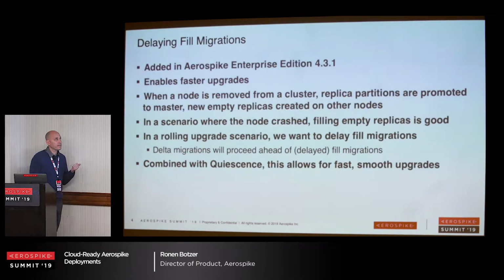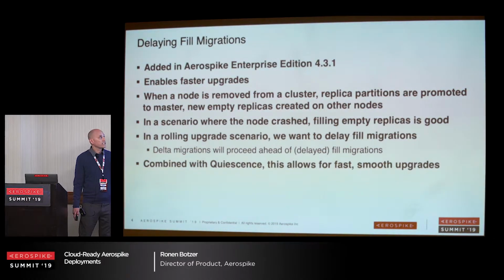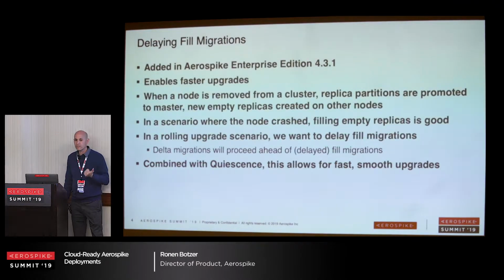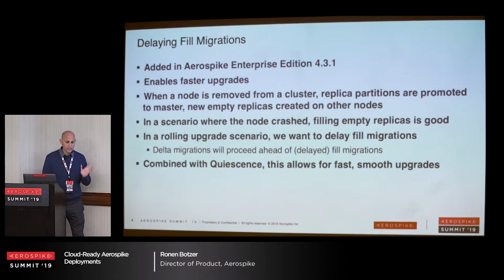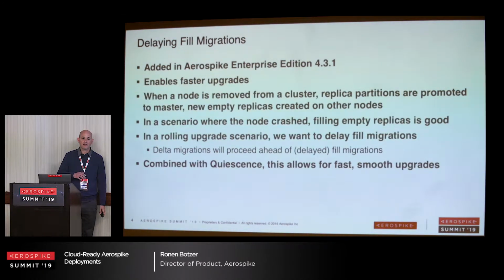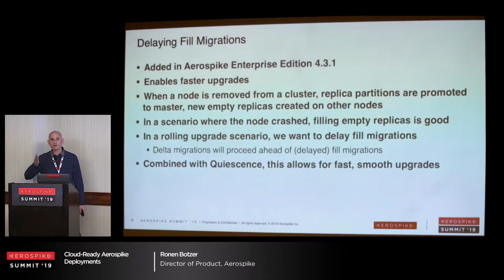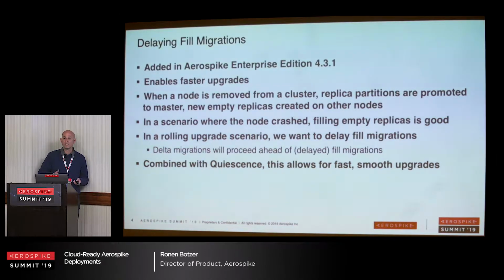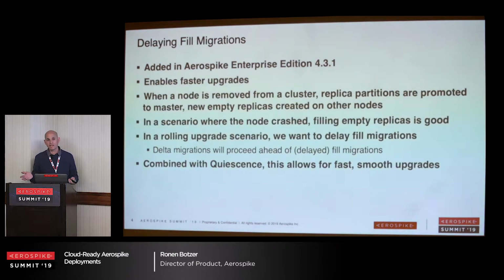The other thing is delaying fill migrations. So again, this was just added in 4.3.1. It allows for faster upgrades. Like we said, originally the algorithm assumes the worst, assumes that the node died. And if a node died, that means that we've lost a certain amount of master partitions, so the replica partitions elsewhere get promoted. And now Aerospike creates empty partitions elsewhere, but for a certain number of partitions, they're only at replication factor 1 effectively right now. So the whole idea is to quickly fill those, to avoid a situation where we get hit by another node going down and now we're going to have data unavailable.